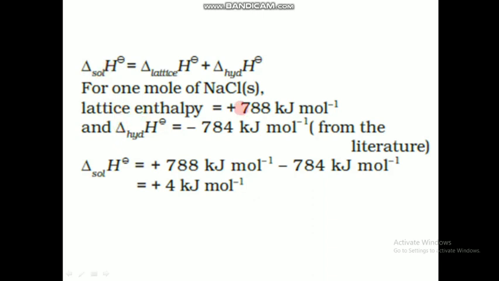So delta H of solution is found from the lattice enthalpy, which we calculated yesterday from the Born-Haber cycle, and the hydration enthalpy from the literature, or we are just referring to it from some other books, and we are substituting it in the equation. So we get delta H solution, or enthalpy of solution, equal to lattice plus hydration, which is negative 784 plus positive 788. That will give us a value of positive 4 kilojoules per mole. As we said, it is an endothermic reaction. A small amount of energy is required to form the NaCl solution. So that's all about enthalpy of solution.